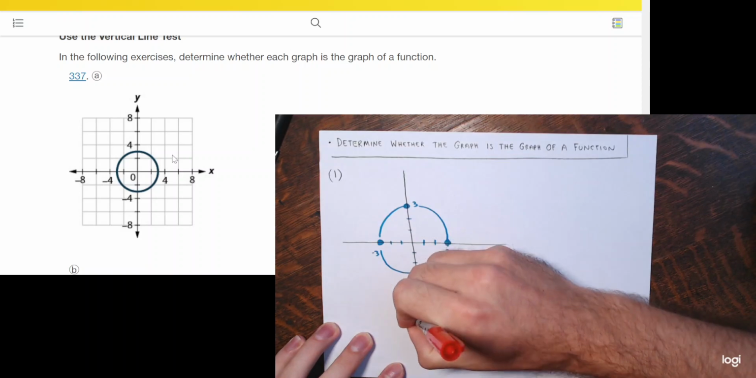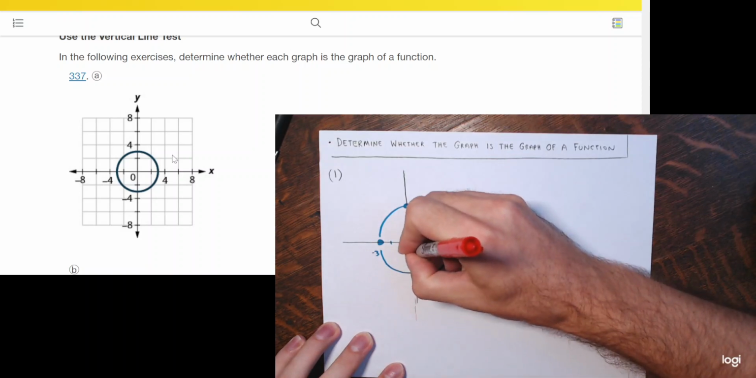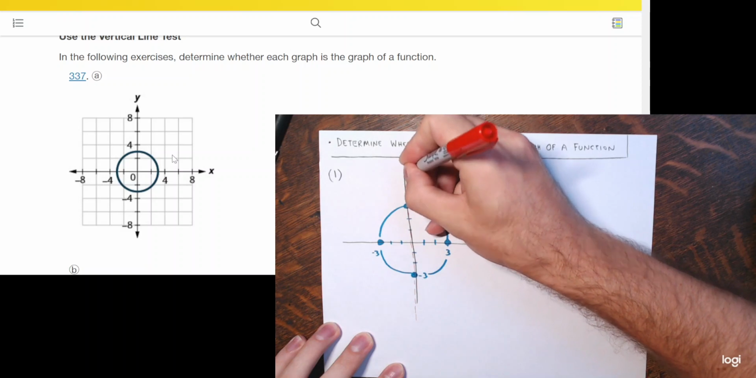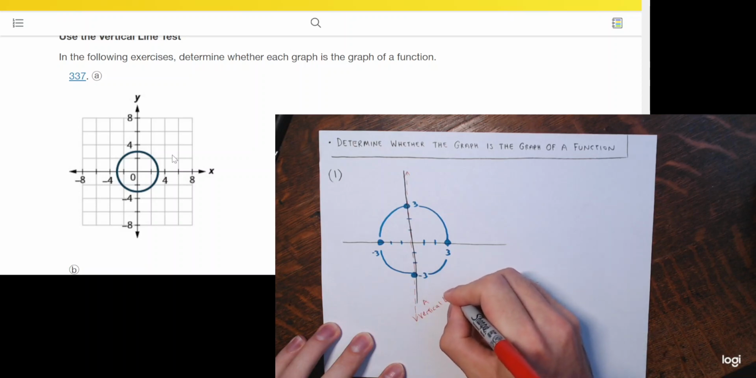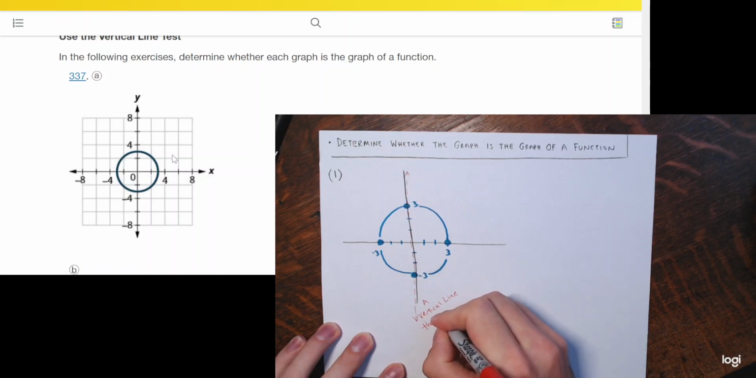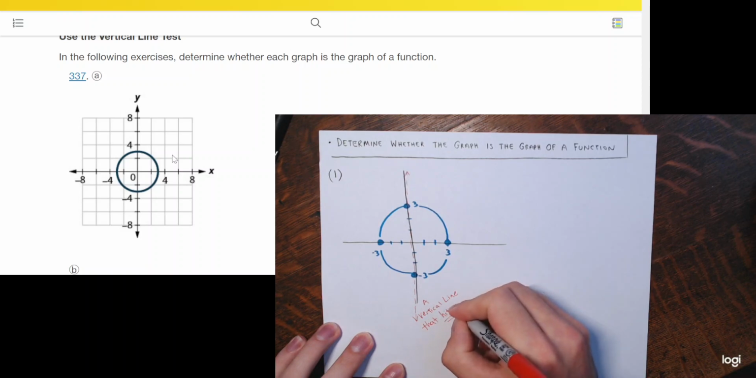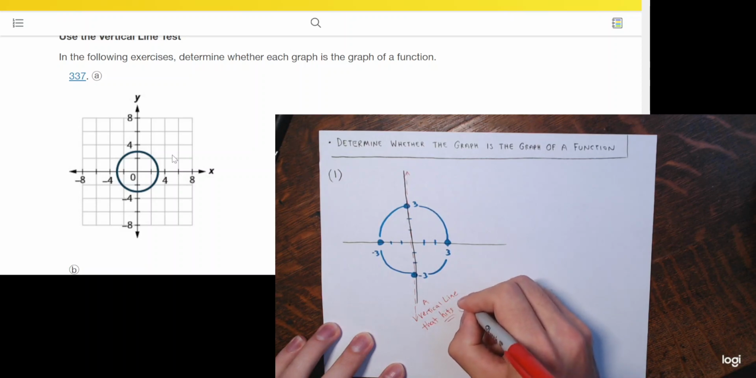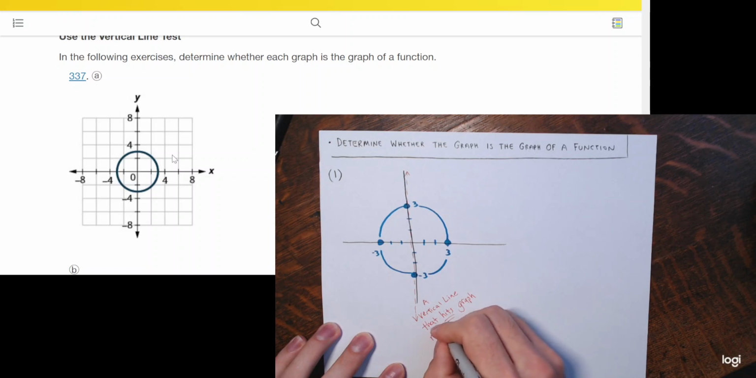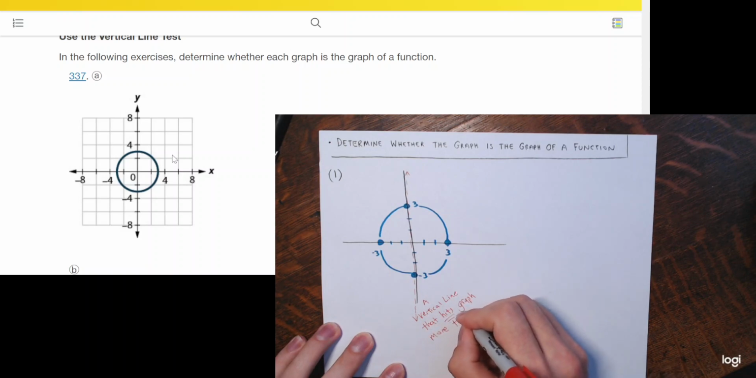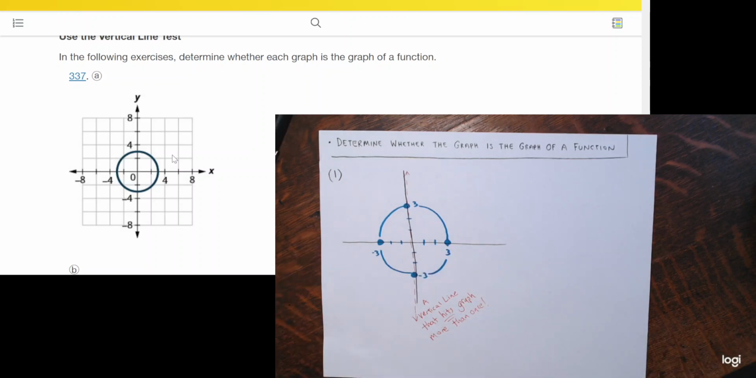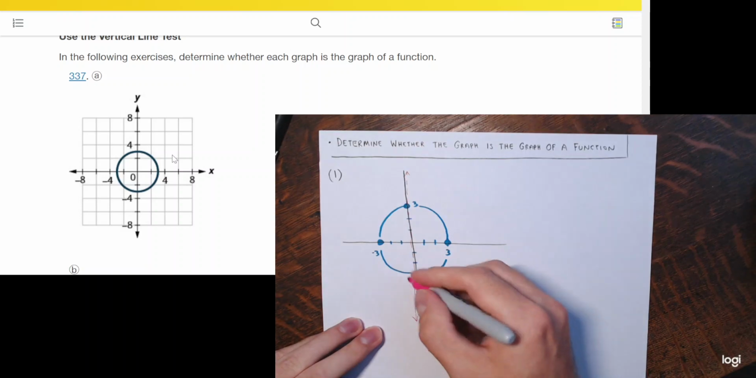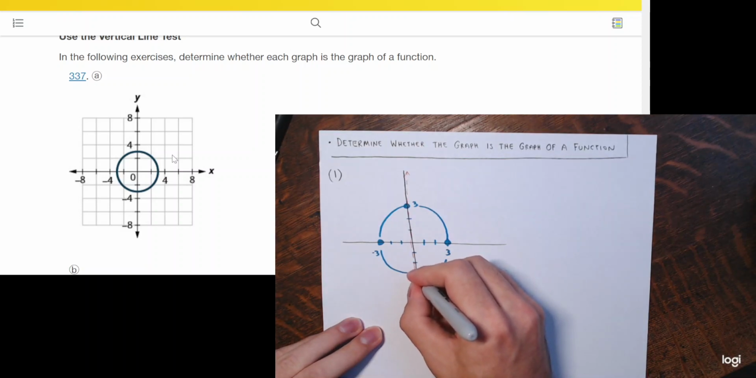Here's a vertical line, let's do the y-axis here, straight up and down. It's a vertical line that hits or intersects the graph more than once, and that's not good. You see it intersects the graph. This vertical line, the y-axis here, hits the graph here and here.